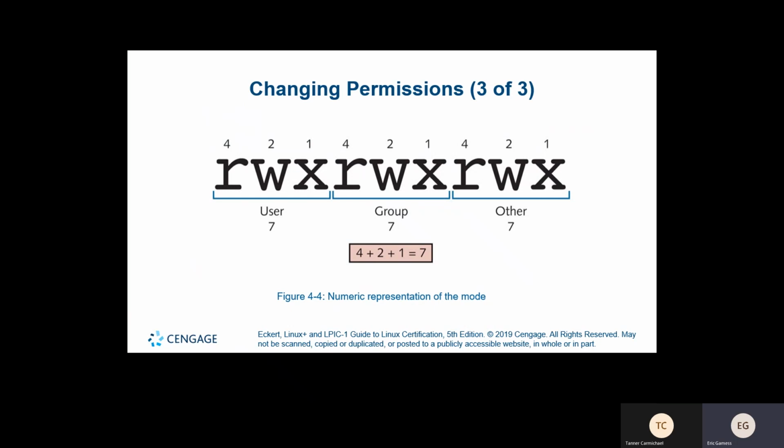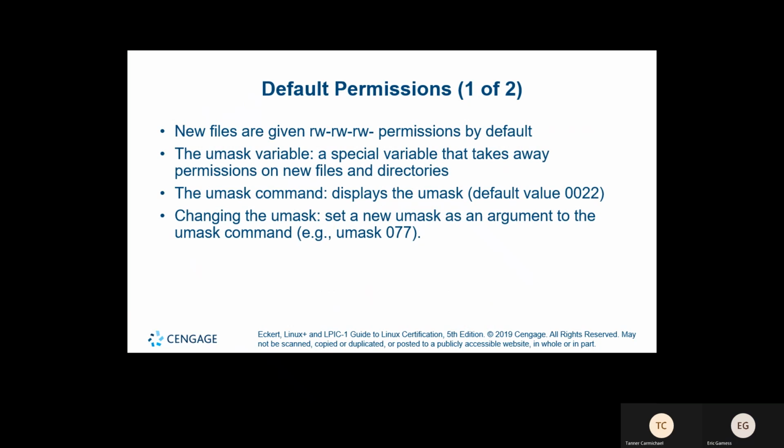Now, if I do 755, so the user has read, write, execute. What about the group? Read, execute, and the others read, execute. Okay? So this is an octal number. Okay, there is something that is called the umask.